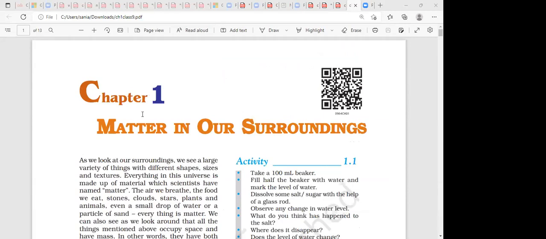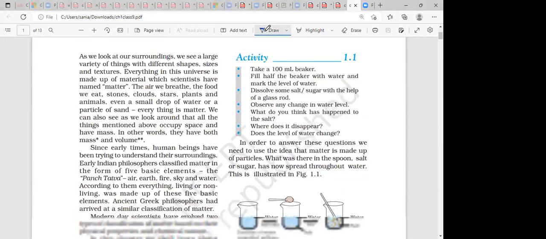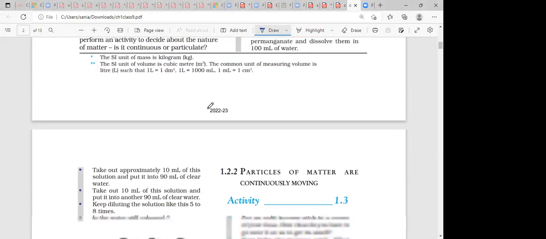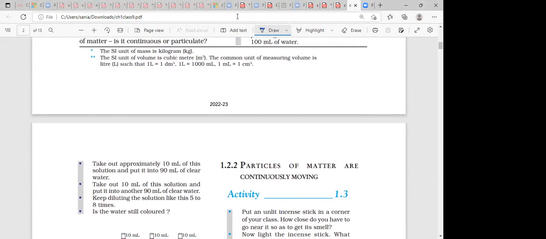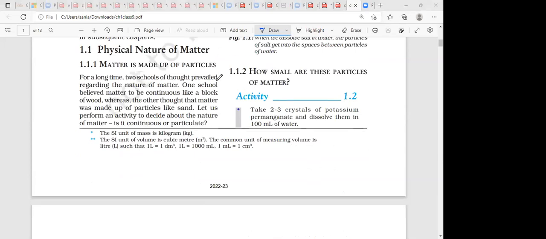Particulate or continuous? Particle. Yes. So why are you taking so long? Okay. Next question. Who is going to tell me? Okay, we have only two guys. Okay, Jeba. So Jeba, what is the size of particles?